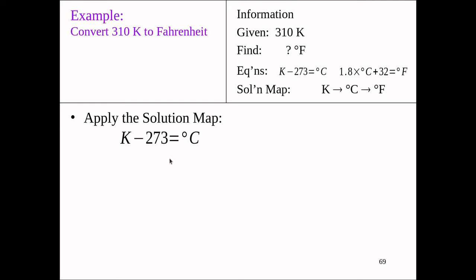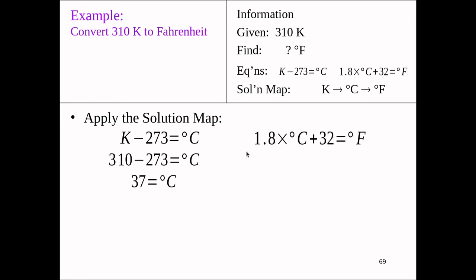So now it's time to apply our solution map. We'll start with our equation for degrees Celsius from Kelvin. We're going to plug our known Kelvin value in here for K. We'll crank that out and we'll see that 310 Kelvin is 37 degrees Celsius.